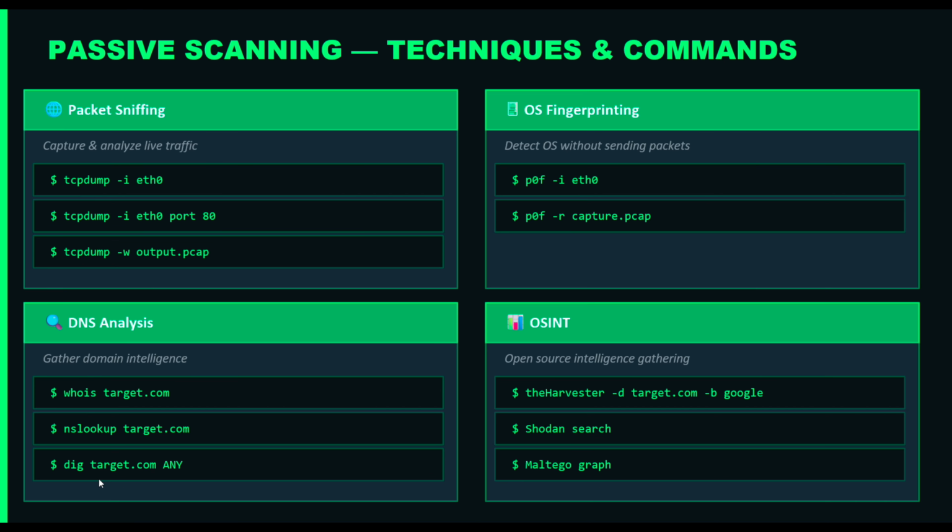DNS analysis. You can see here there are three major tools: whois, nslookup, and dig. These are the three tools with more weightage for DNS analysis. Then OSINT, open source intelligence, is gathering information about the target too. theHarvester comes under that, even Shodan comes under that, and even Maltego comes under OSINT.